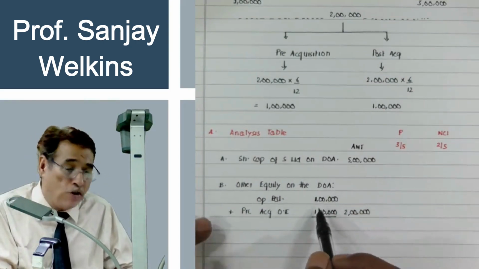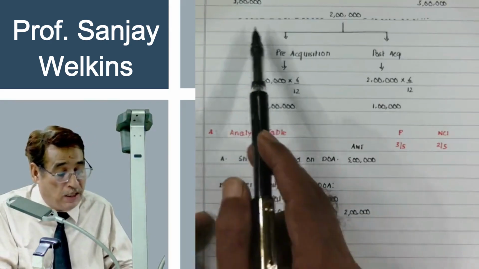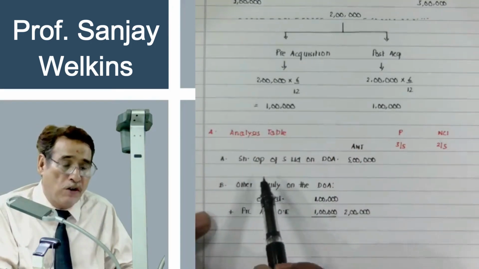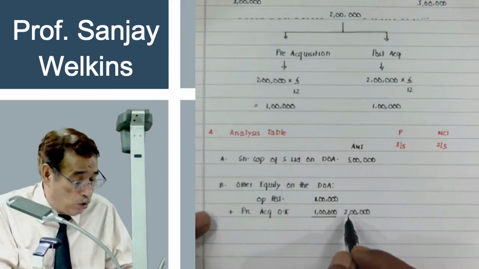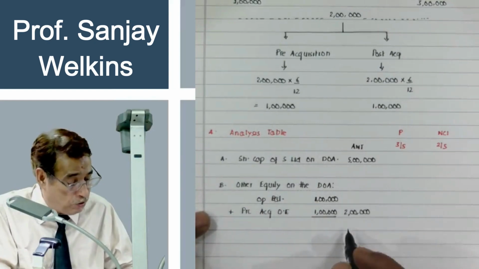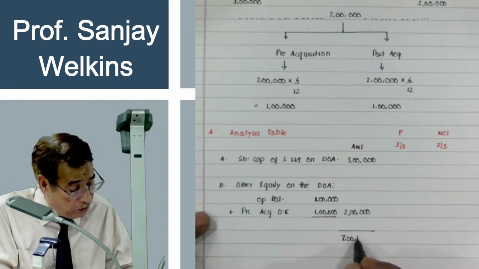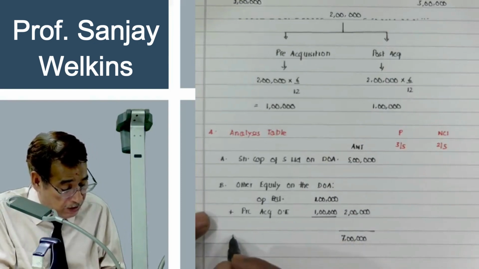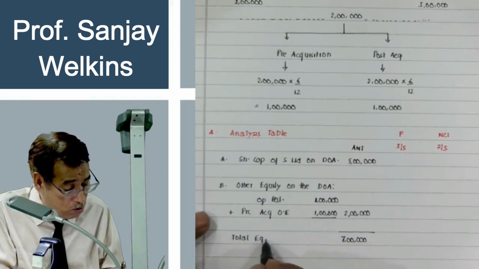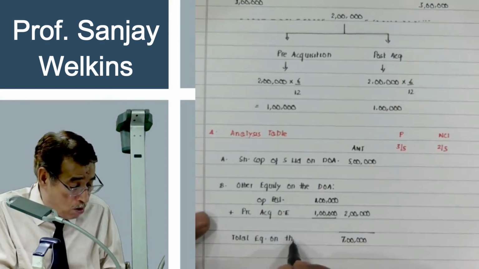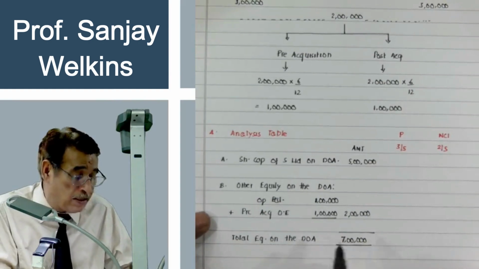On the date of acquisition, the balance in other equity must be 2 lakh. Opening balance was 1 lakh, besides what they earned till the date of acquisition. Till the date of acquisition, they earned 1 lakh, and 1 lakh was the opening balance. So the total balance in other equity on the date of acquisition is 2 lakh. So now we can say that 7 lakh is the total equity on the date of acquisition. On the date of acquisition, the total equity balance is 7 lakh.